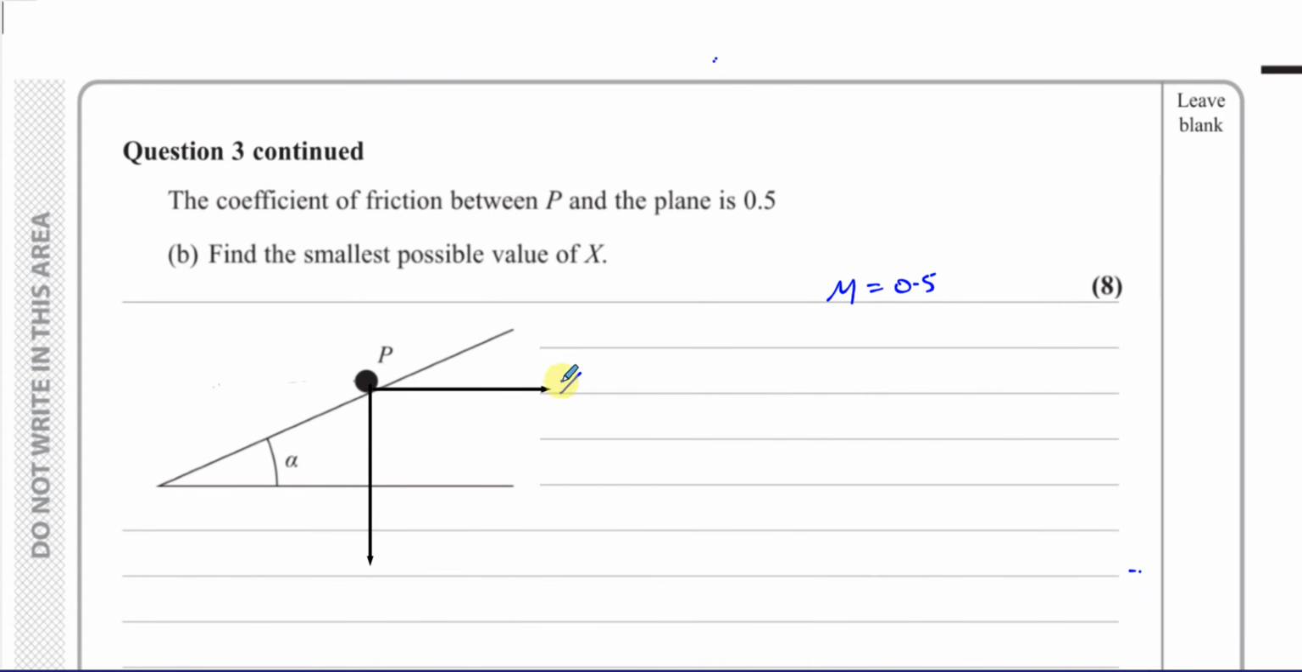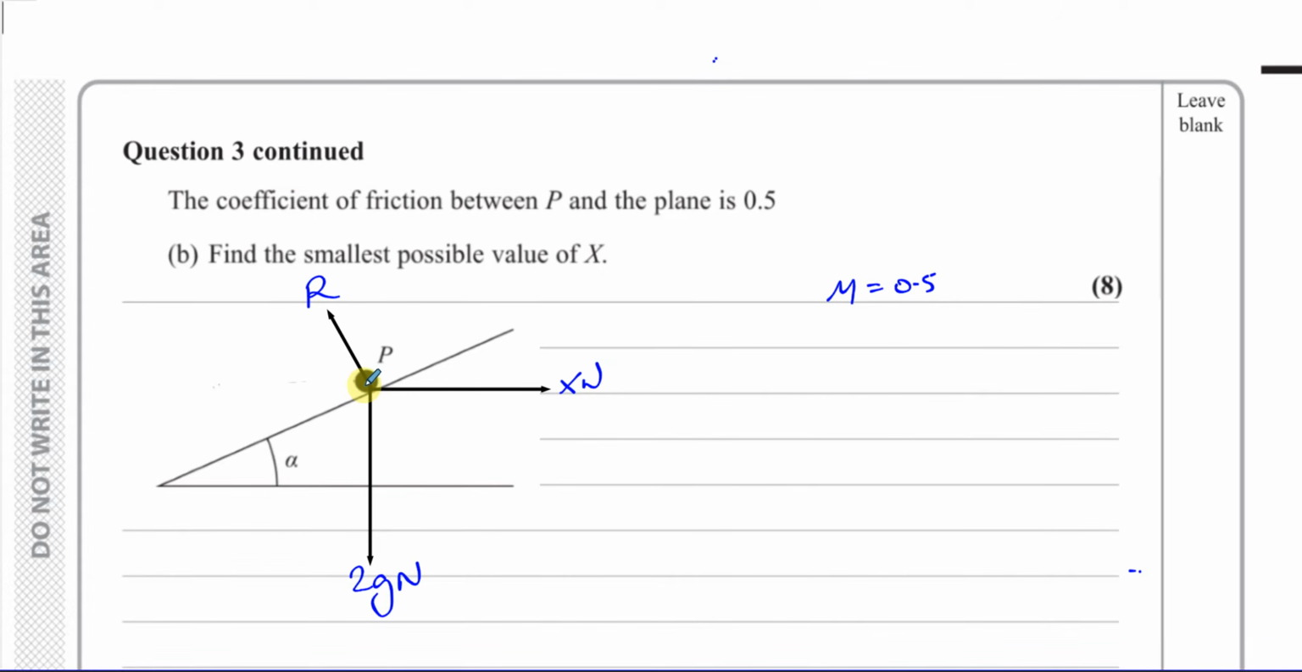So this is x newtons. This is the weight, which is 2g newtons. It says find the smallest possible value of x. So you have the reaction force acting, which is going to be important this time. Last time we didn't really use it. Now this is where you have to think a little bit. The smallest possible value of x, such that this thing is still in equilibrium. It's not sliding up nor down.